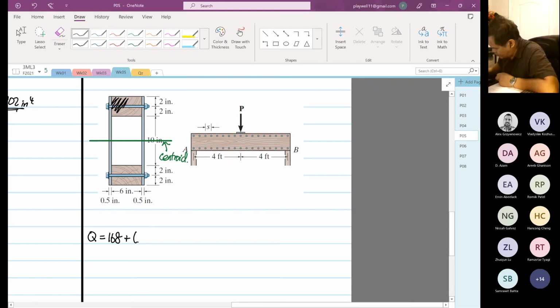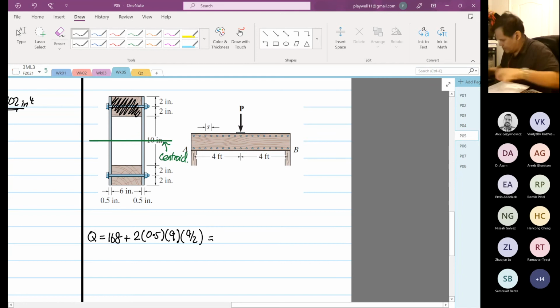Okay. So this one you have to multiply by twice, left and right. The width is 0.5. The depth is 5 plus 4 plus 4, 9. And then 9 divided by 2. Okay. So this is 9 times 9 times 0.5 plus 168. So it's 208.5. Did I get 208? Yep, 208.5.